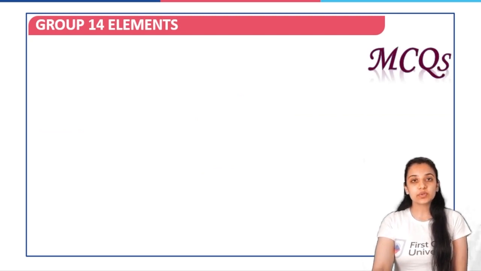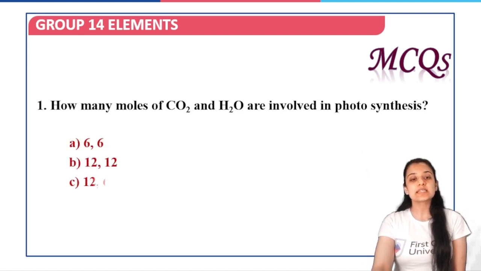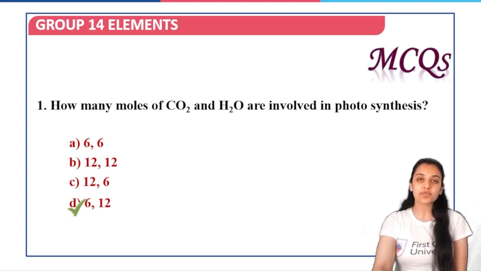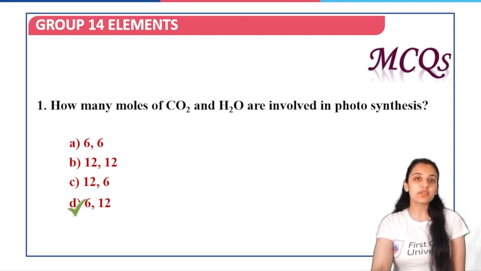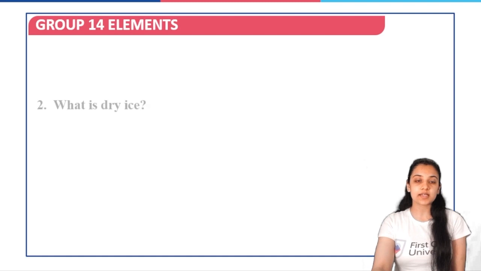Now let's quickly have a look at a few MCQs. How many molecules of carbon dioxide and water are involved in photosynthesis? We have seen it is 6 each. So, 6 and 12. 6 and 6 of carbon dioxide and O2, but 12 of water. So that's an important chemical equation that you need to know. So option D is the correct answer.